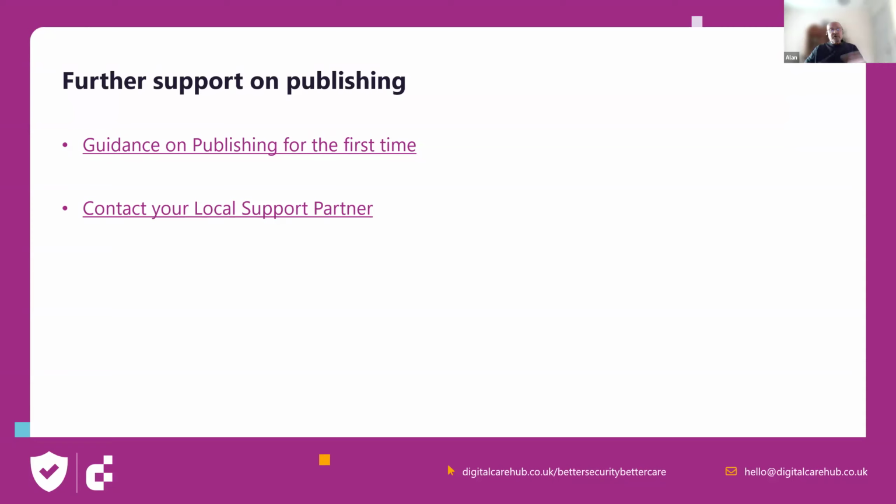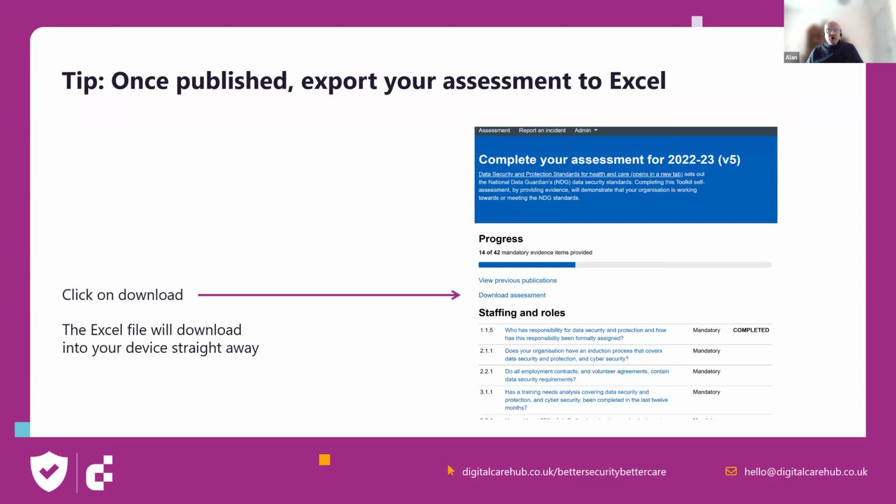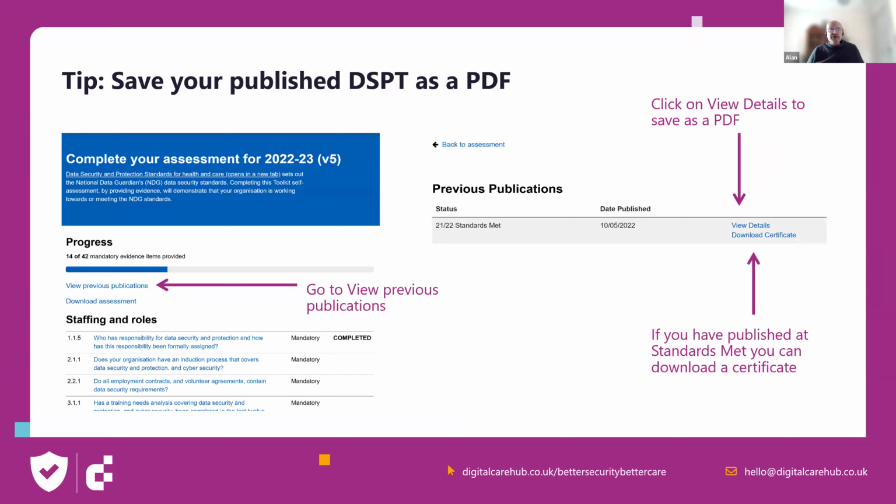So we've worked through all of that process. We've now published. What can we do with it? Well, it's possible to get a copy of your publication. If you log into the toolkit, you will see the assessment there, and underneath the progress bar there is a download assessment button. If you click on download assessment, it will immediately download the questions and your responses to an Excel file. However, should you wish to save it as a PDF file, then that is also possible.